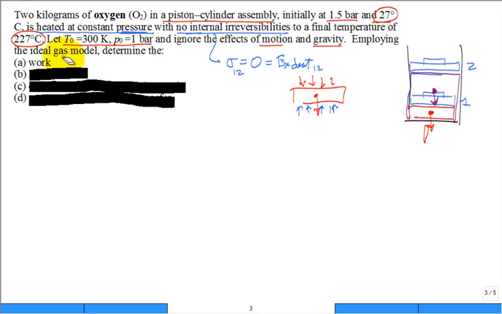What's our system? Our system is the focus of the study. It's the oxygen trapped in the piston cylinder assembly. Is the piston part of the system?